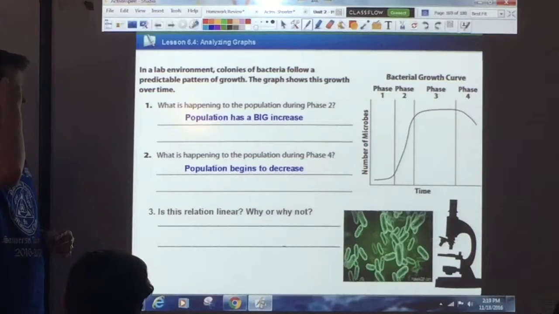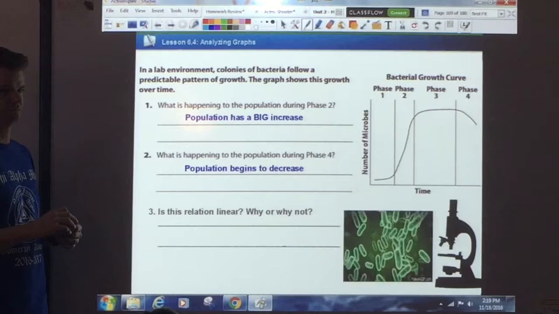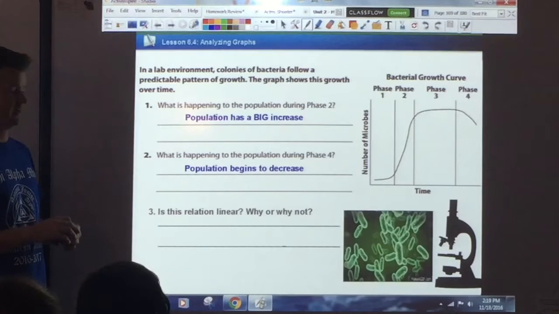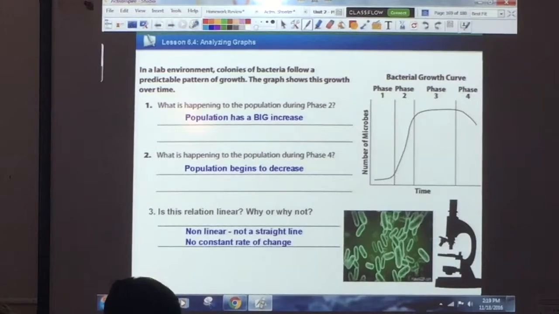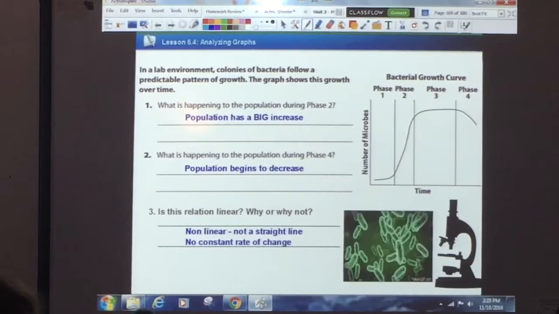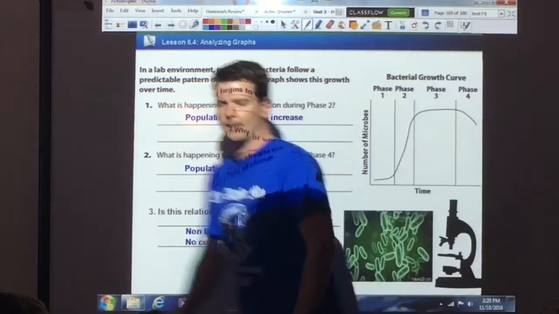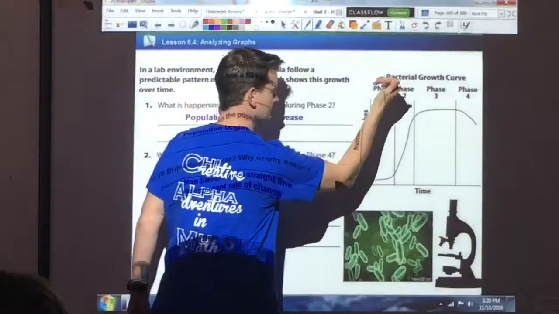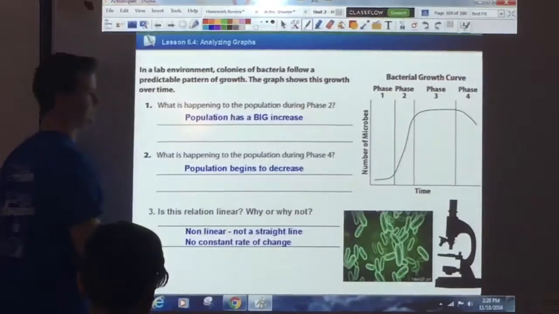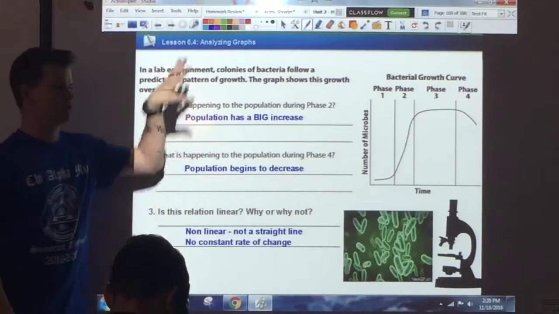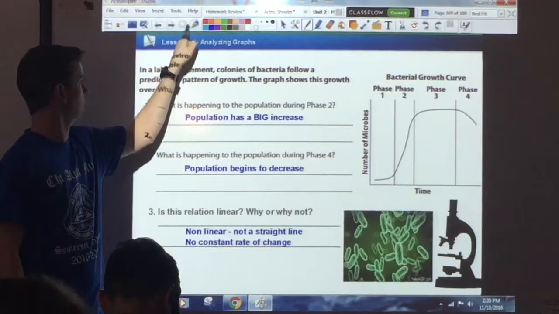And then, Miss Vega, is this relation linear? Why or why not? No. Why not? Because it's not a straight line, which means that there is no constant rate of change. If it's not a straight line, there's no constant rate of change, there's no way it can be a linear situation. So, population goes up, starts to taper off there a little constant almost, and then goes down. Simple concepts. It's just applying the graphs to a real world scenario. Any questions? No? All right.